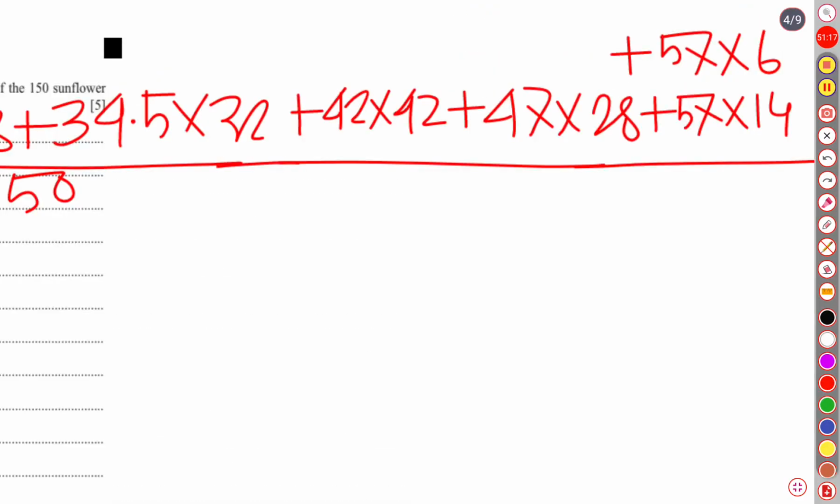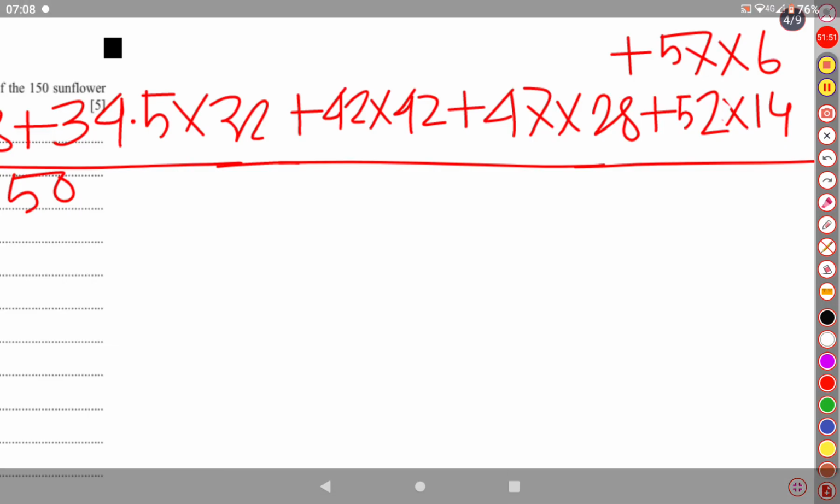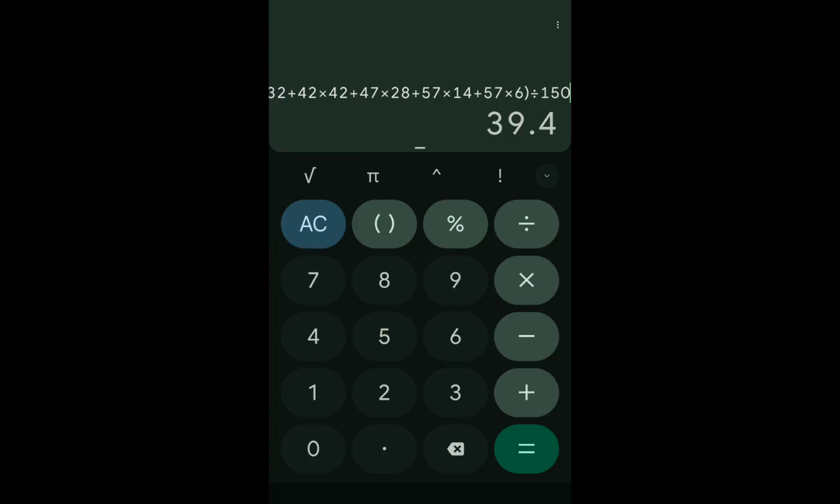I think in the class just previous to the last class we made a mistake. It should not be 57, it will be 52. The midpoint cannot be 57, it must be less than that. So it will be 52. Let us rectify using our calculator. The last one should be 52.